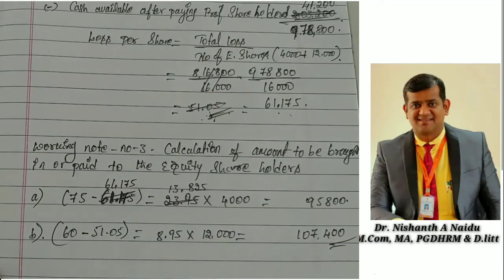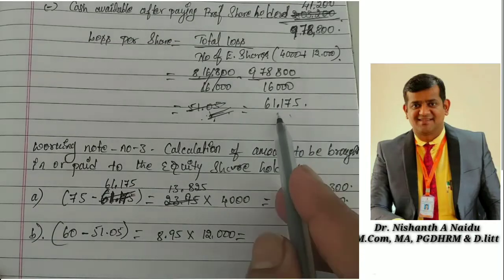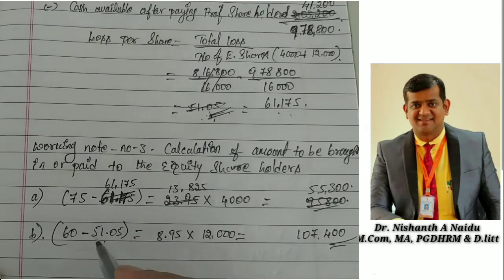13.825 into 4,000. Those who have paid 75, right? 75 minus 61.175 is 13.825, and 13.825 into 4,000 gives 55,300. So now 61.175, this also we are going to change.